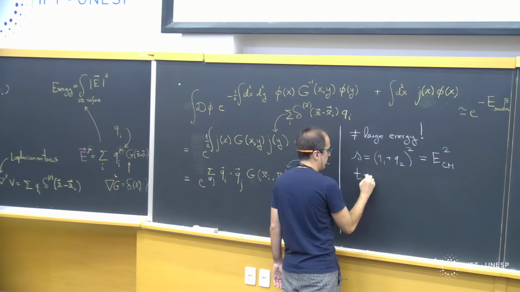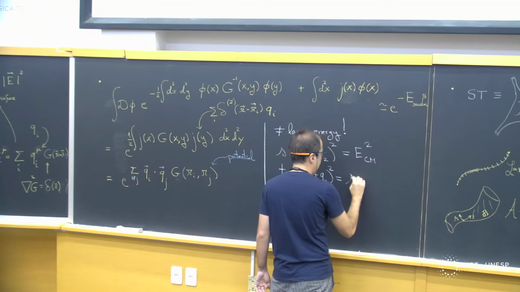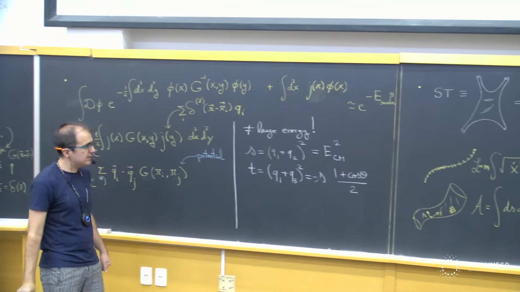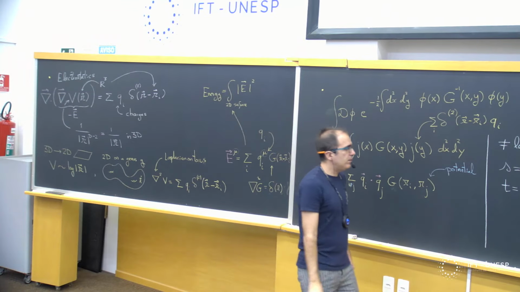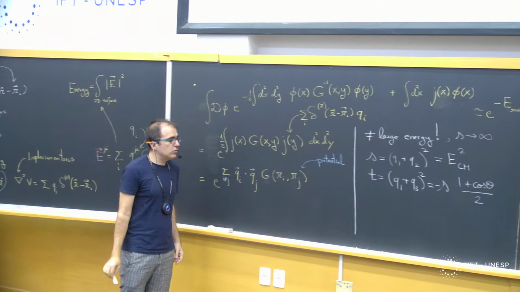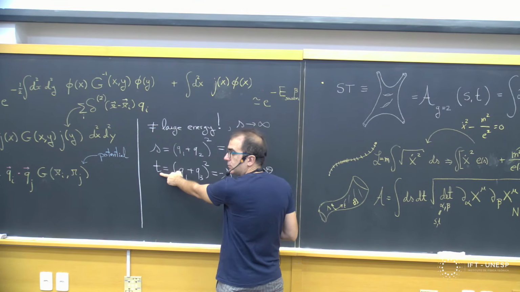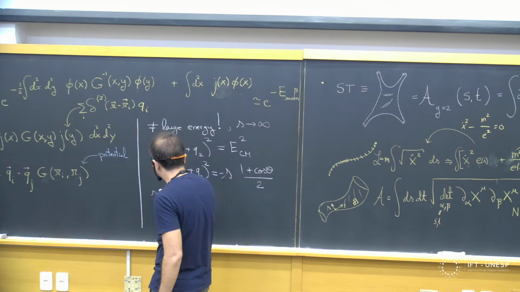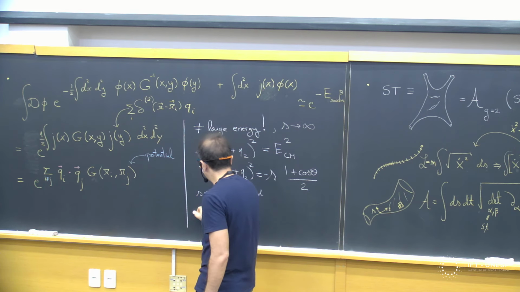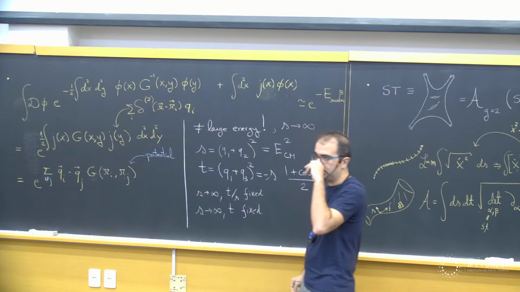And then T, which is Q1 plus Q3 squared, is basically equal to S, or to minus S, times 1 plus cosine of theta over 2, if you remember from one of the presentations of one of the students. And so large energy means S to infinity. But you see that there are clearly 2 very different things you can do. When you take S to infinity, do we take T to infinity as well, or do we keep T fixed? So we can take S to infinity and keep T over S fixed. Or we can take S to infinity and keep T fixed. You can do more things, but these 2 clearly are very different.